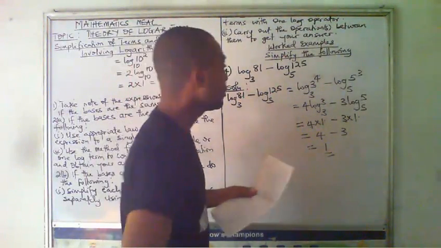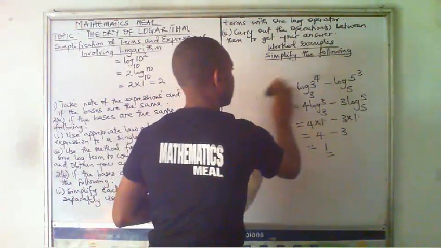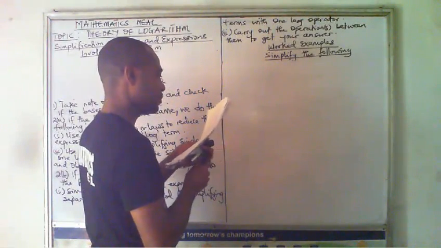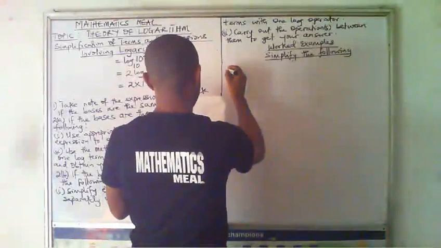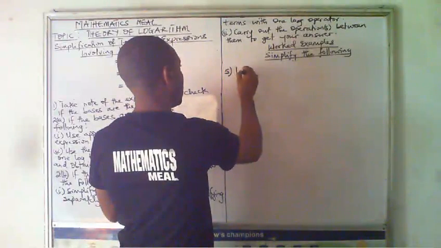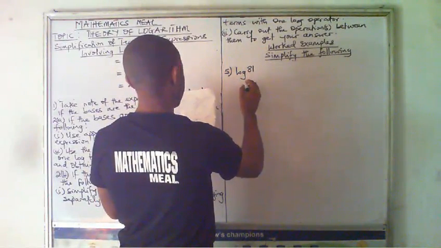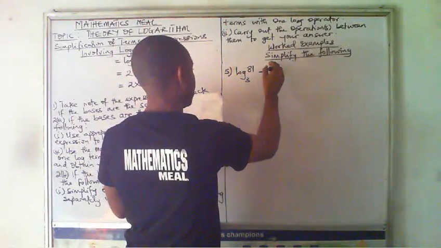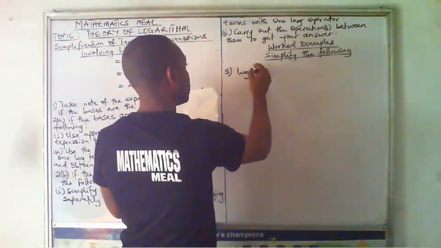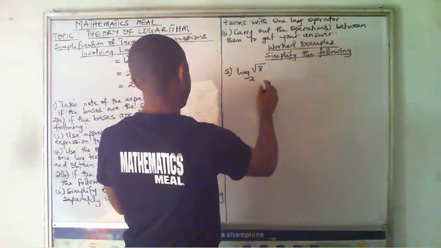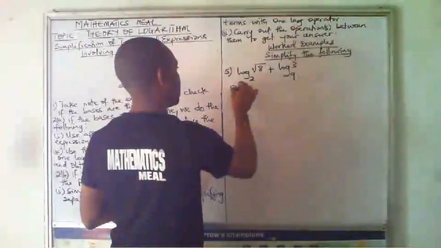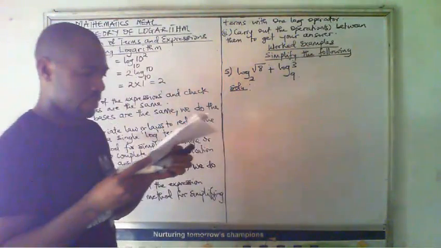Let's take this one. Let's take this question. That should be question number 5 now. We have log 81 in base 3 minus log, that's the first question we saw, log square root of 8 in base 2 plus log 3 in base 9. Log 3 in base 9. Okay?